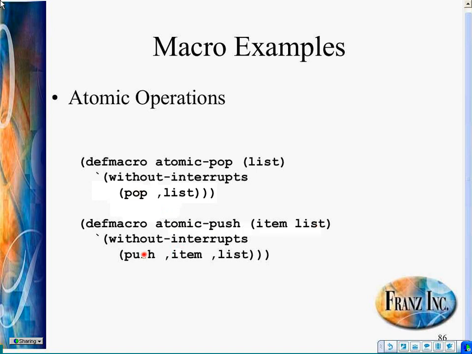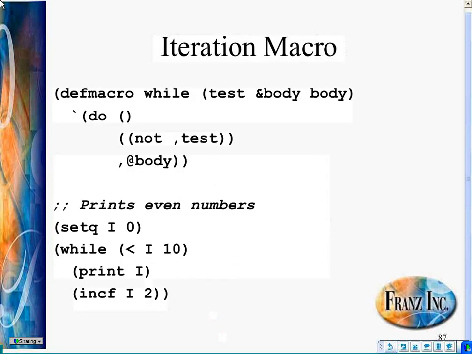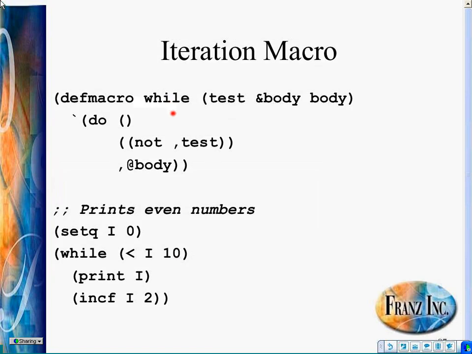Here is the same thing, except we're doing it with push. And when you have push, you need an item and a list. And so we call the predefined list macro push there. Here we have a macro called while, and it has a test and then a body.